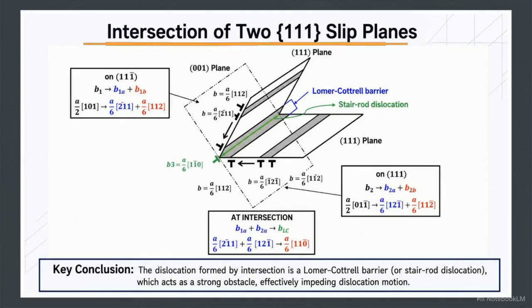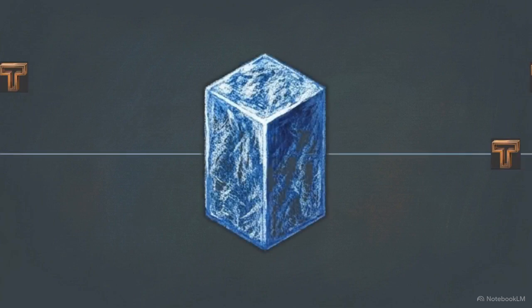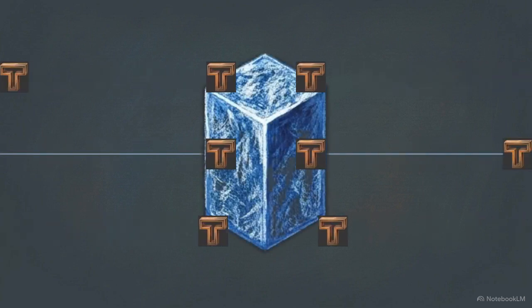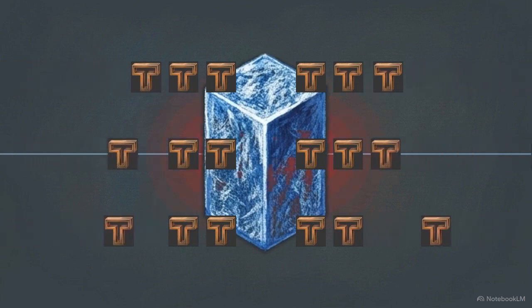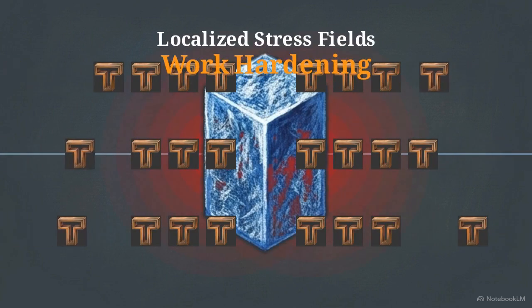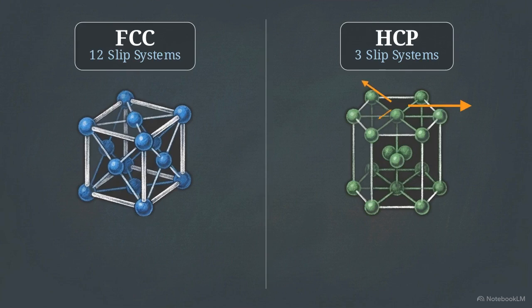At the intersection line, partial dislocations from both planes combine to form a Lomer-Cottrell barrier, or stair rod dislocation. These locks act as stable barriers that impede dislocation motion. As subsequent dislocations pile up against these obstacles, the material's resistance to further deformation increases, providing a primary microstructural driver for work hardening. Hexagonal close-packed, or HCP structures, offer a stark contrast to the multi-system mobility seen in FCC.